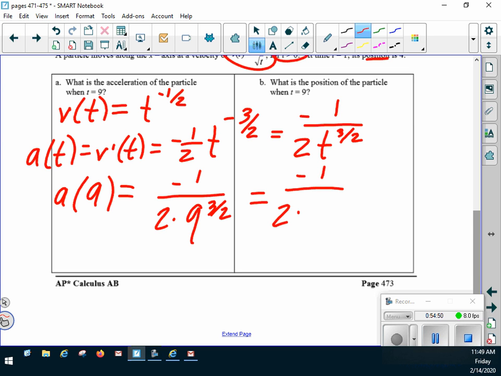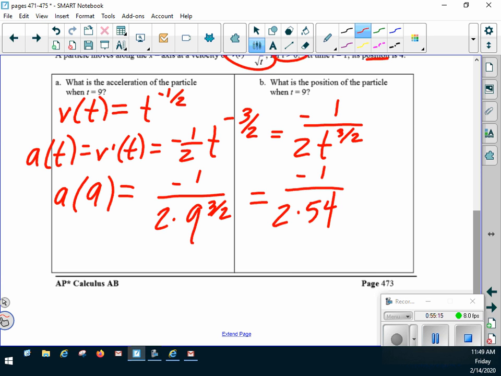Can you do 9 to the 3/2? I could do 9 cubed, but I can't do that in my head, and then take the square root of that. Or I could do square root first and then cube. I can do either way, whichever works better in my head. Square root of 9, 3 cubed. 27 times 2. There you go.